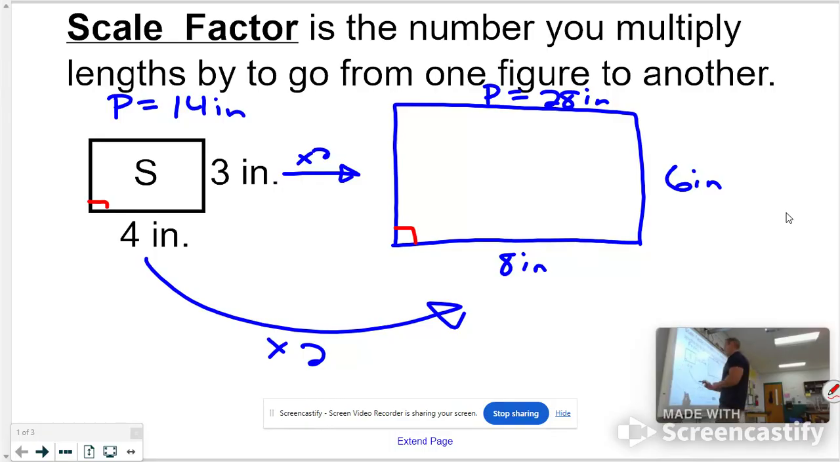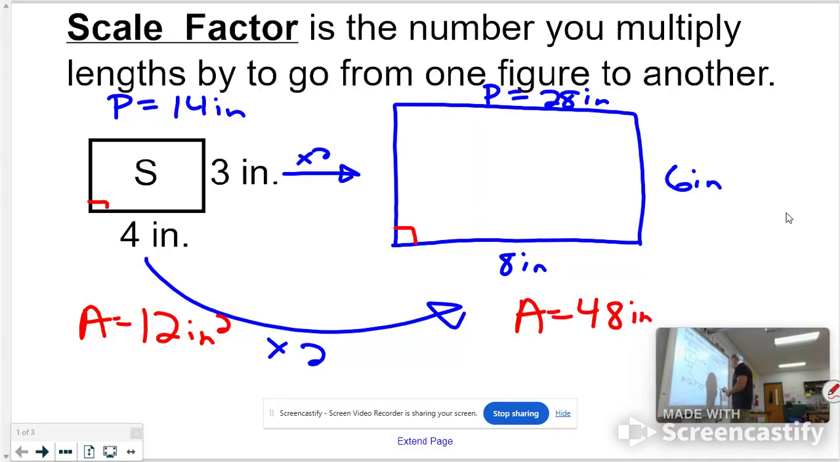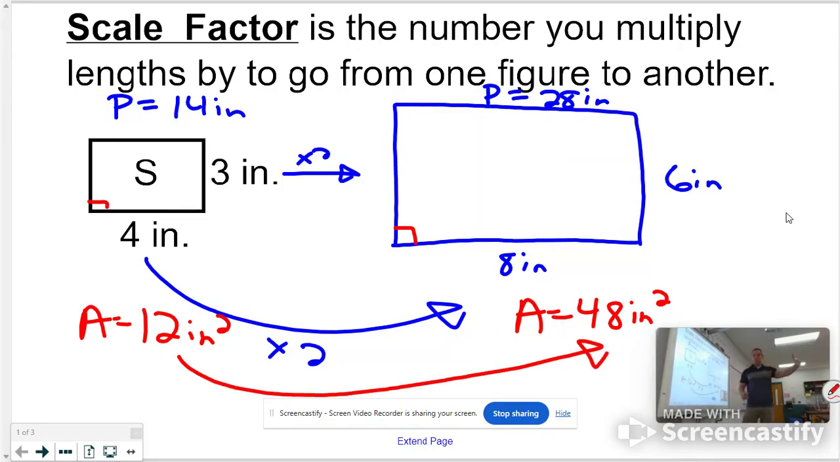So we know the area of rectangle S is going to be 4 times 3. It's going to be 12 inches squared. If we look at the area of our new enlarged rectangle, 8 times 6 is going to be 48 inches squared. So notice that did not double. That's actually 4 times the original area. And the reason it's 4 times the original area is because if it's twice the base and twice the height, we can fit 4 of our original rectangles inside the new one.